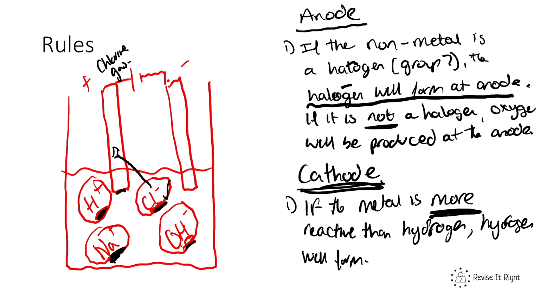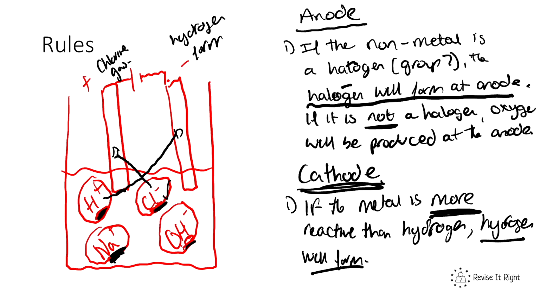Sodium is more reactive than hydrogen. And if we go back to our rule, that means that hydrogen will form. Because sodium is more reactive than hydrogen, hydrogen will be the one to form at the cathode. And that is the rule we need to follow. So we know which forms at the anode and which forms at the cathode by following these rules.